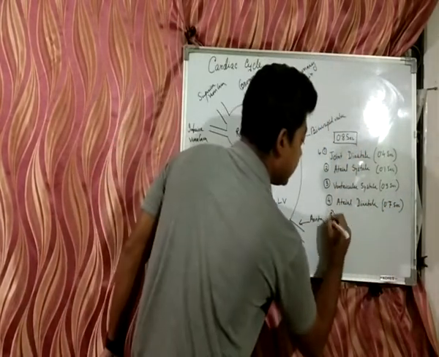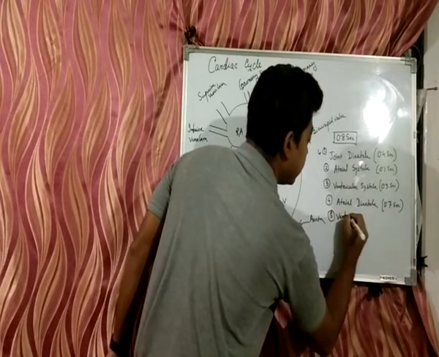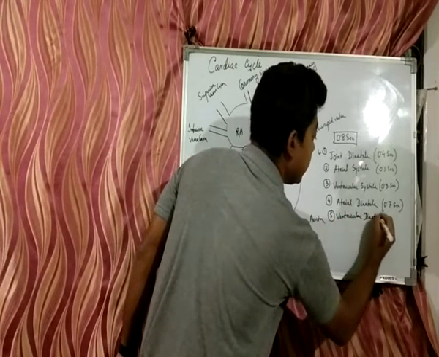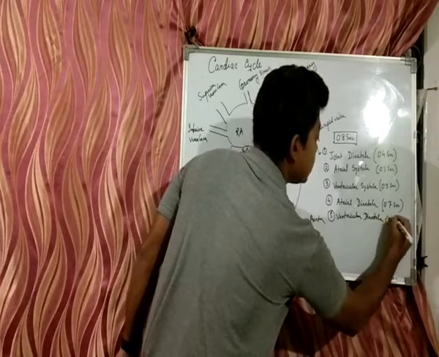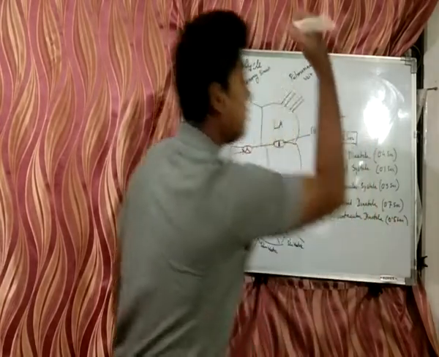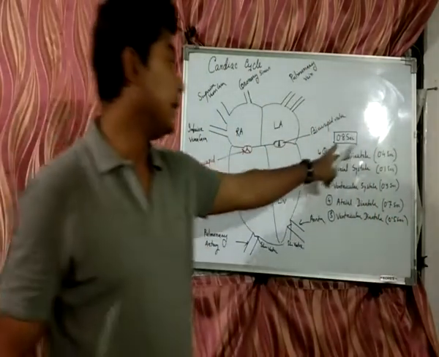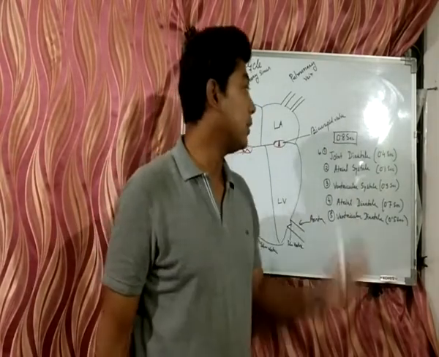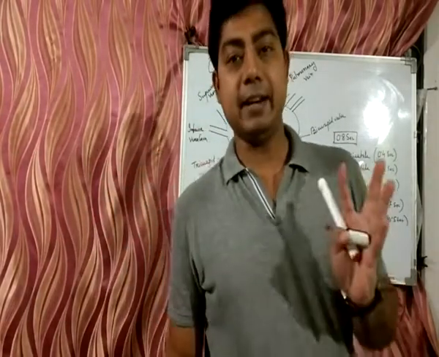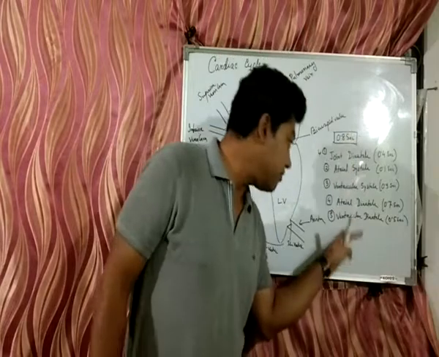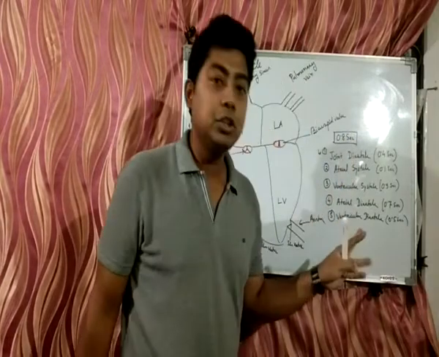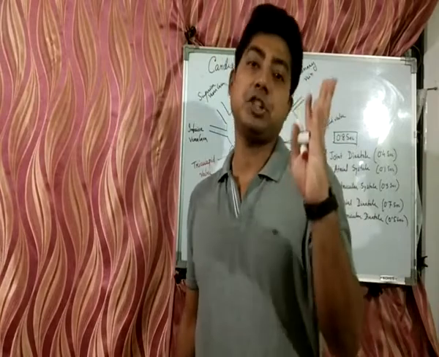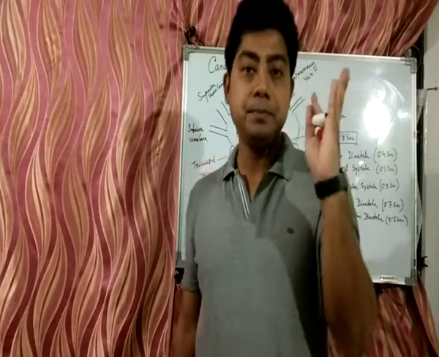And then ventricular diastole, that occurs for 0.5 second. These are the 5 sequence of events that occur in 0.8 second. That means these 5 events are required to pump 70 ml of blood, which is called stroke volume.